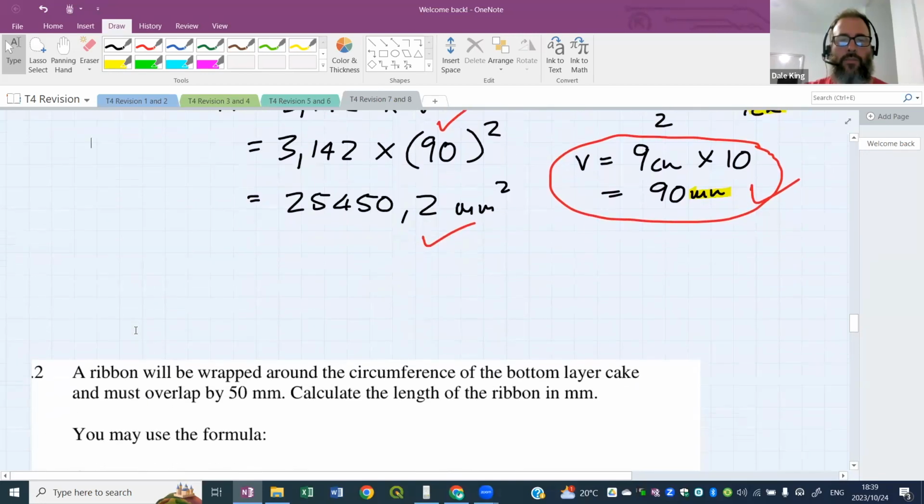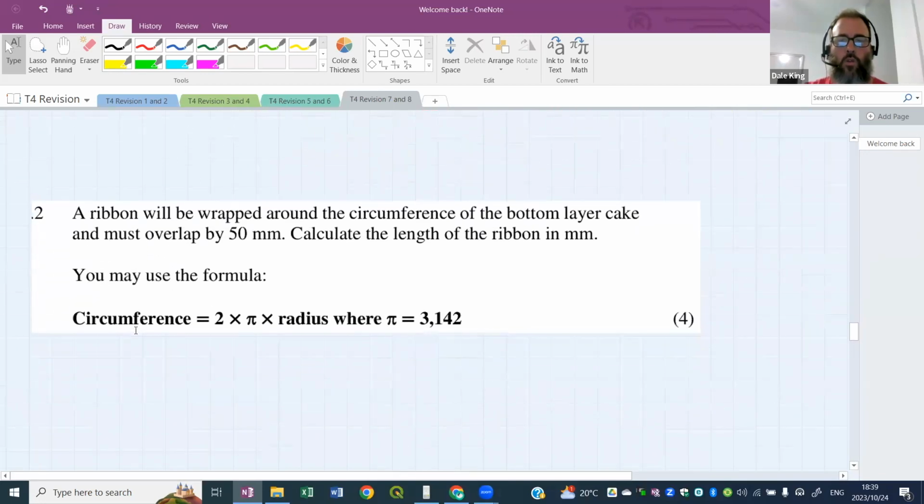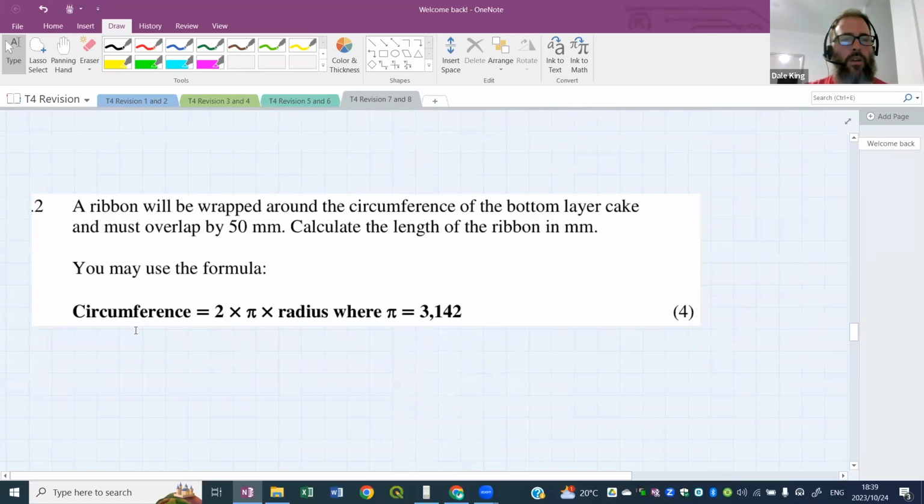Let's see. Question number 2, 4 marks. Let's see what they're asking. A ribbon will be wrapped around the circumference of the bottom layer cake and must overlap by 50 millimeters. Calculate the length of this ribbon in millimeters.